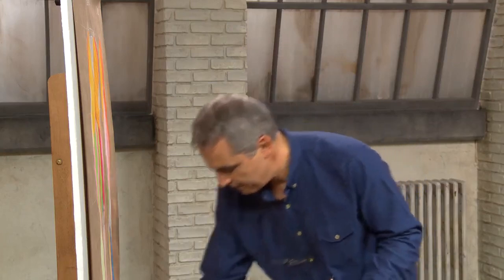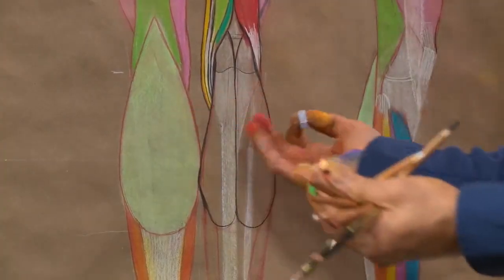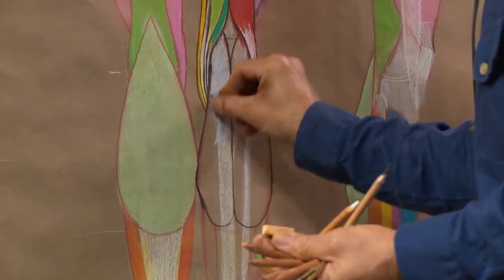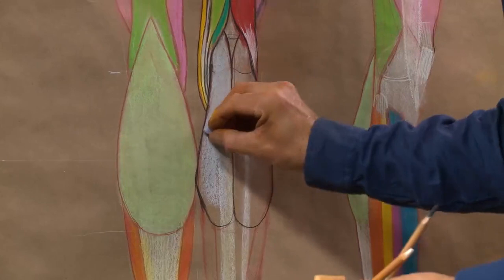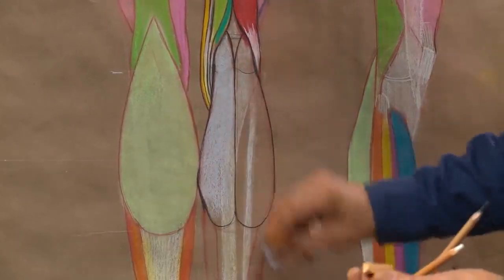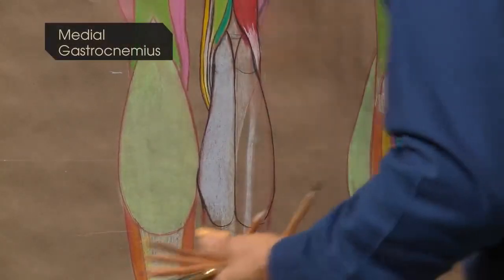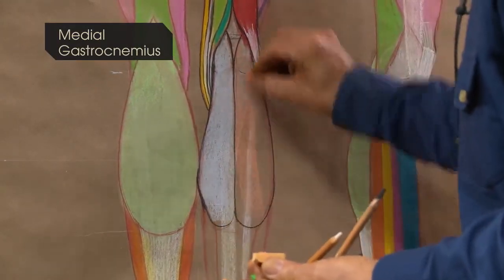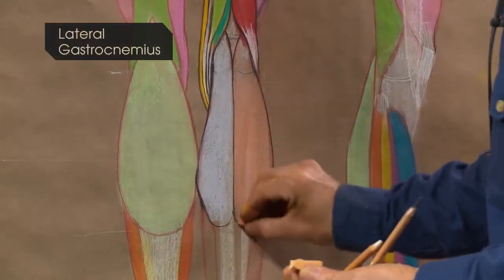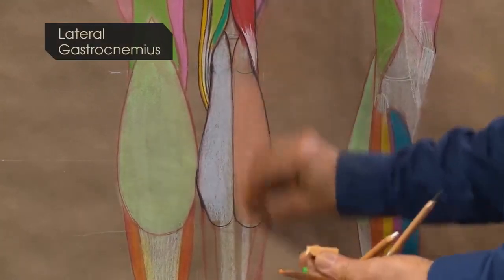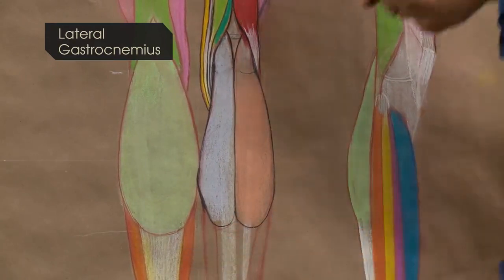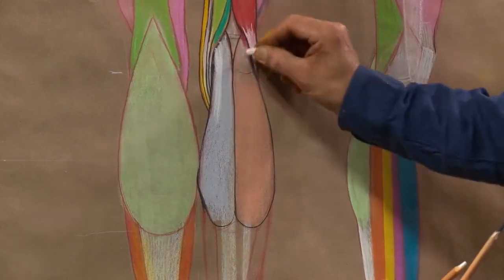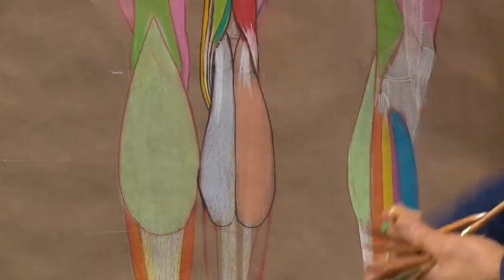Okay, let's color them. I cannot really use the same color because they're two different muscles. I want to distinguish them. One, the medial, and two, the lateral. Okay, they're going to have a nice big tendon here, coming out like this.